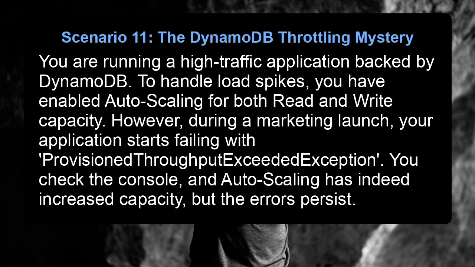Scenario 11. The DynamoDB throttling mystery. You are running a high-traffic application backed by DynamoDB. To handle load spikes, you have enabled auto-scaling for both read and write capacity. However, during a marketing launch, your application starts failing with ProvisionedThroughputExceededException. You check the console, and auto-scaling has indeed increased capacity, but the errors persist.